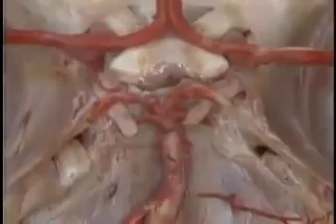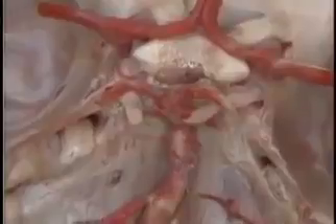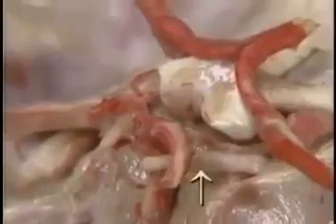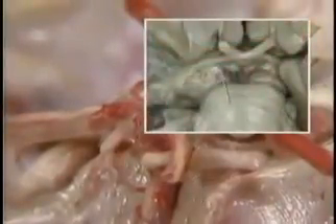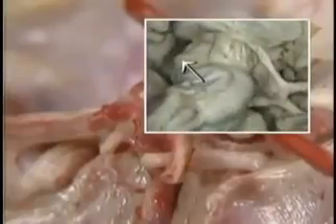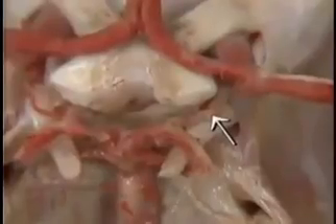4 branches arise from the top of the basilar artery, these 2 superior cerebellar arteries, and the 2 terminal branches of the basilar, the posterior cerebral arteries. The posterior cerebral artery curves backwards and laterally above this nerve, the oculomotor. It curls around the cerebral peduncle. We'll look at its course in a few minutes. Just as it turns, the posterior cerebral artery is joined by this small artery that we've seen already, the posterior communicating artery. The posterior communicating artery completes the arterial circle.